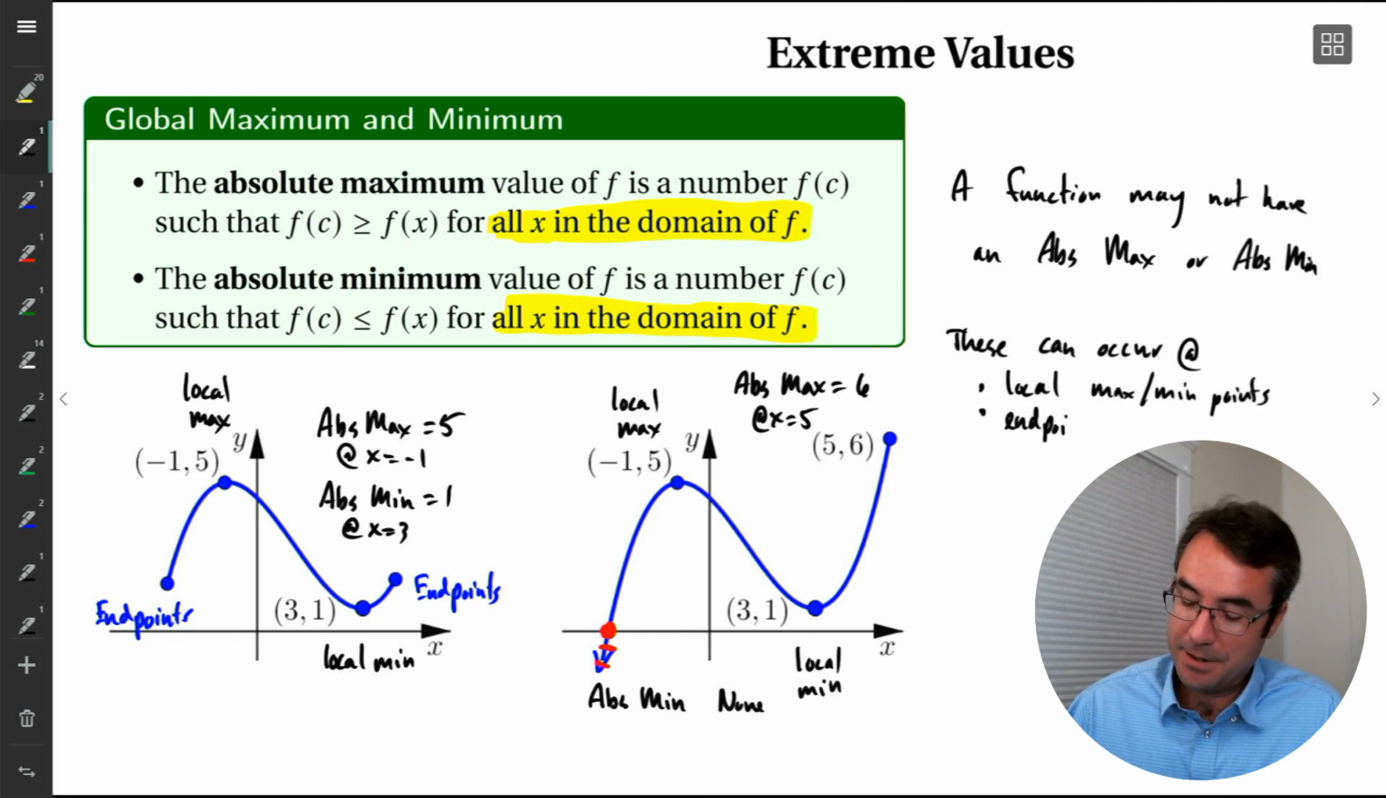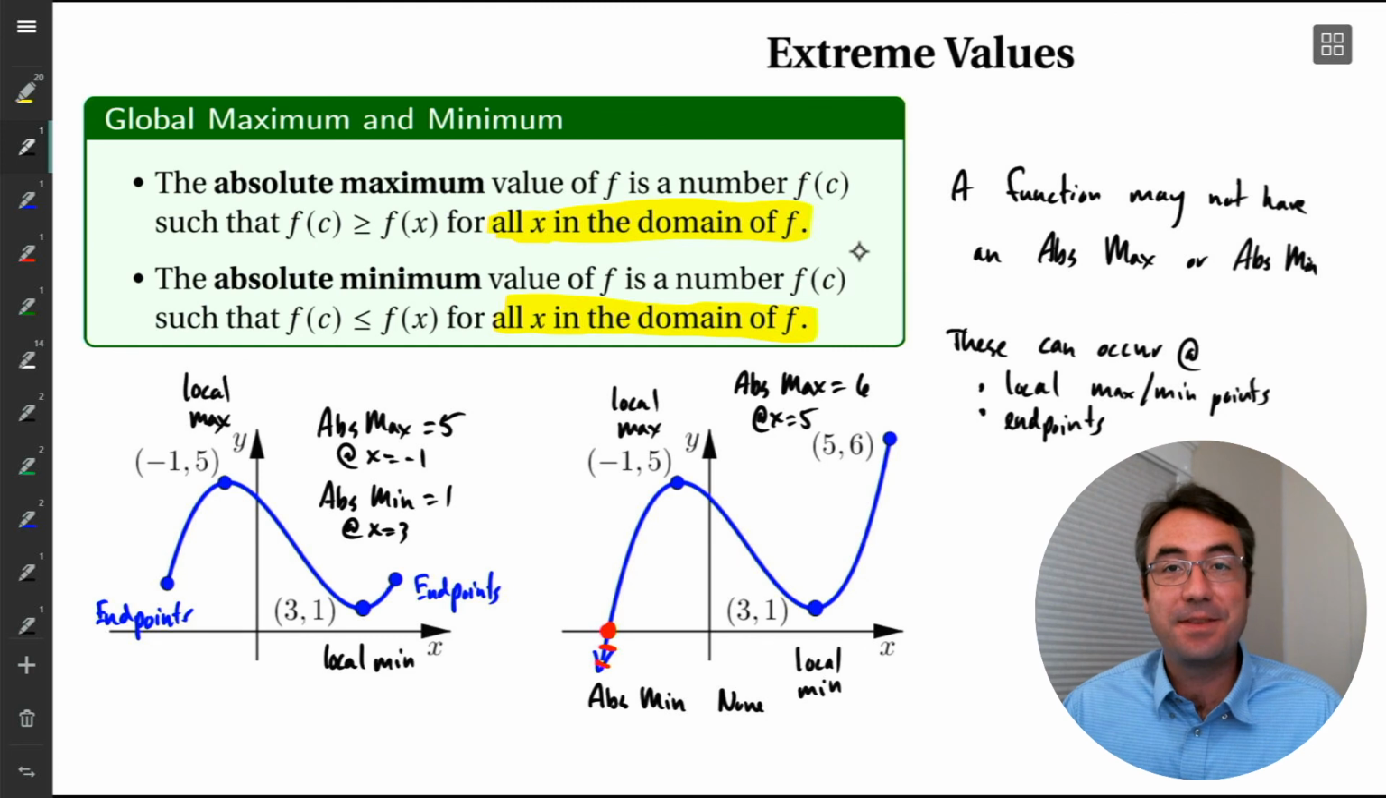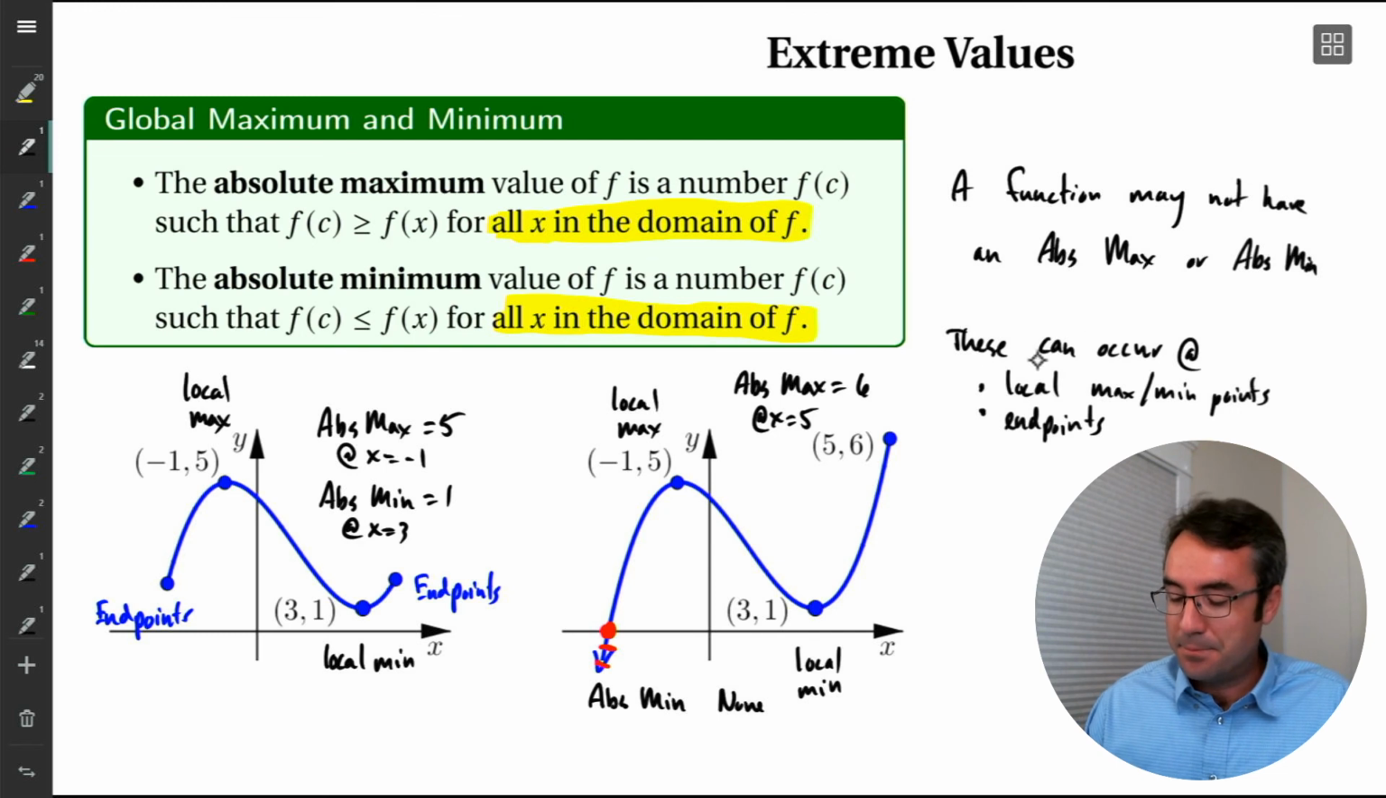So keep this in mind for the next lesson. We're going to see how to actually find the absolute max and absolute min values for a function using calculus in the next lesson. But keep this in mind. They can occur, as we saw in the first graph, at the local maxes or mins, or as we see in the second graph here, they can occur at an endpoint.